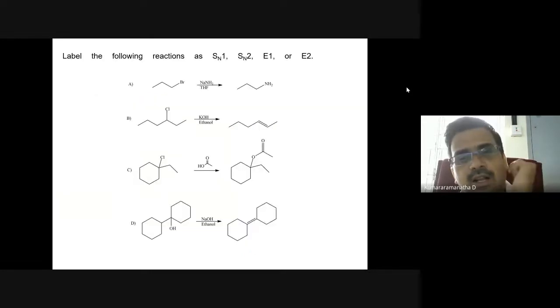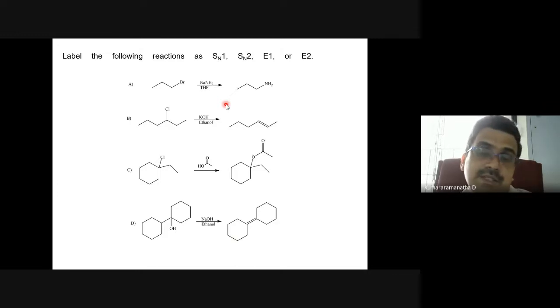Now, please look at these molecules. I hope you can see this slide. From A to D, you have different bases. Which is SN1, which is SN2, and which is E1 or E2? I want people to work it out and tell me, or even by looking at this you can see.